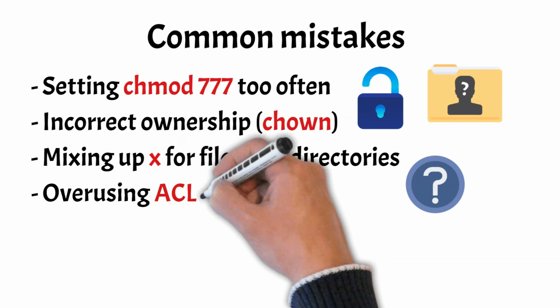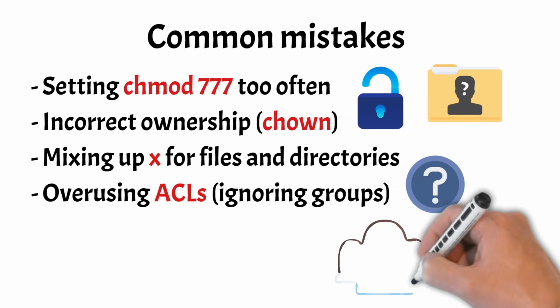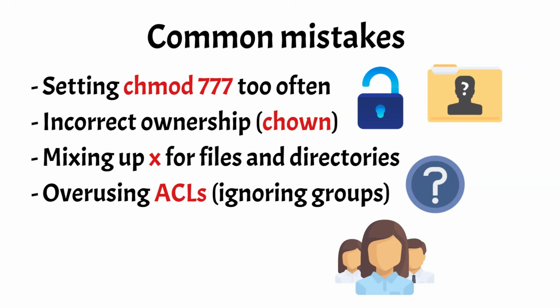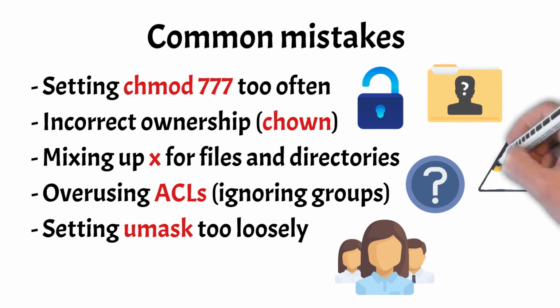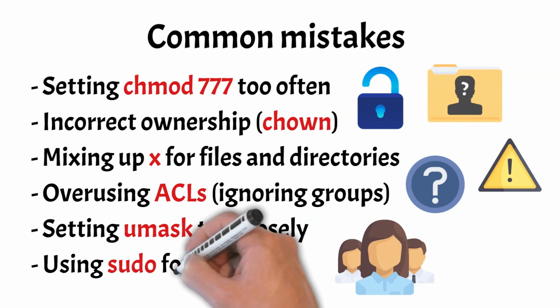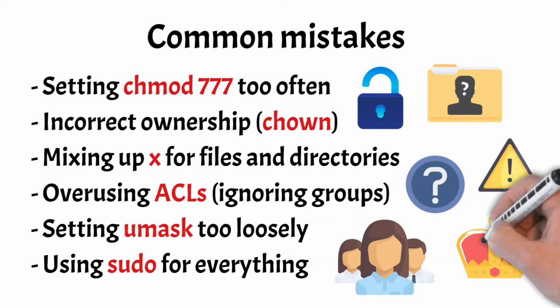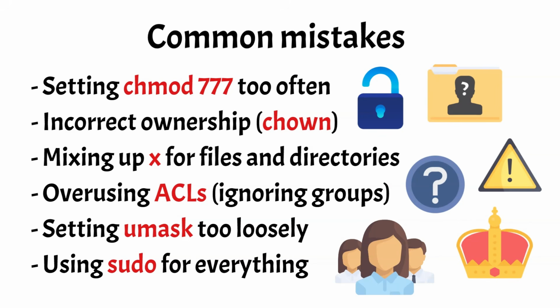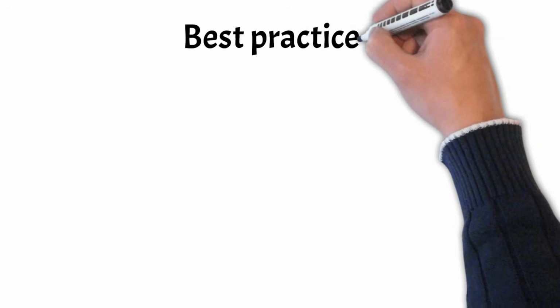As systems grow more complex, some users tend to overuse ACLs, even when groups would be sufficient, which can make permission management harder to track and debug. Similarly, setting the umask too loosely can create overly permissive defaults, potentially exposing new files to other users without realizing it. And finally, relying on sudo for every command may seem convenient, but it bypasses normal permission checks and increases the risk of accidental system-wide changes. Being aware of these common pitfalls can help you manage permissions more effectively and maintain a more secure and predictable system. After looking at what can go wrong, let's take a quick look at what you should do instead.